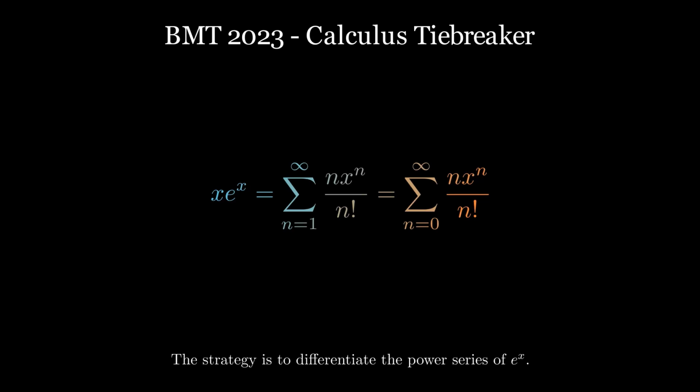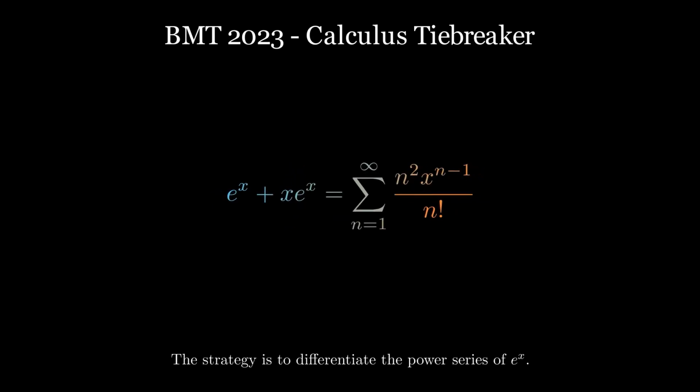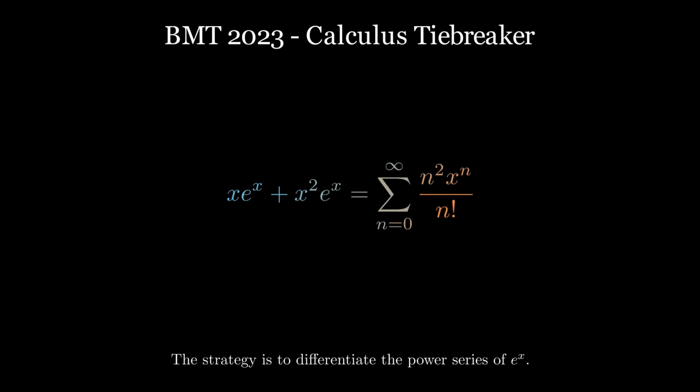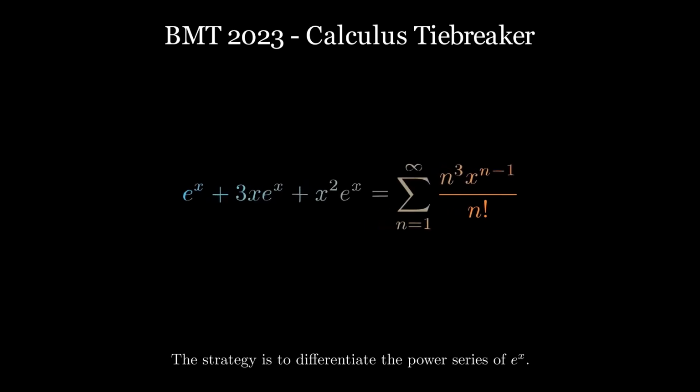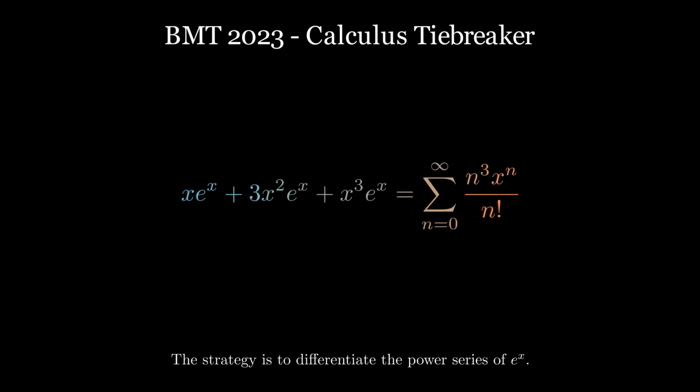And after taking the derivative of both sides, we get e to the power of x plus x times e to the power of x equals the sum from n equals 1 to infinity of n squared times x to the power of n minus 1 over n factorial. After multiplying by x, taking the derivative again, and then multiplying by x once more, we get x e to the power of x plus 3x squared e to the power of x plus x cubed e to the power of x equals the sum from n equals 0 to infinity of n cubed times x to the power of n divided by n factorial.